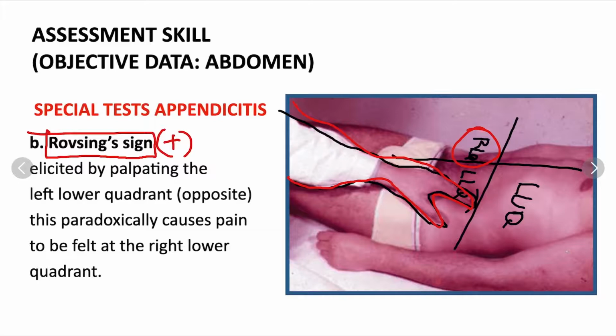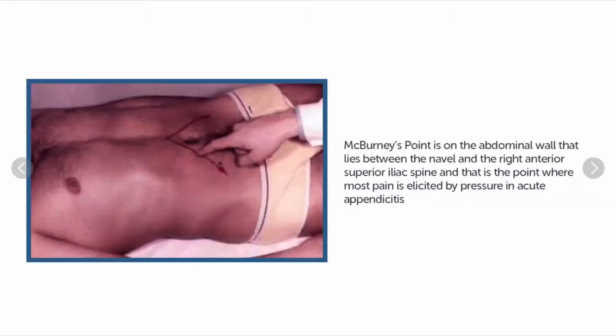What is it? When you put pressure on the right lower quadrant, upon releasing, the patient would feel pain. That's your positive rebound tenderness. For your Rovsing sign, you would be pressing the opposite side, which is the left lower quadrant. Upon pressing the left lower quadrant, the patient would complain of severe pain in the right lower quadrant. Therefore, he or she is positive for the Rovsing sign. Okay, so that's a bit of a tongue twister. Let's go to the next test.